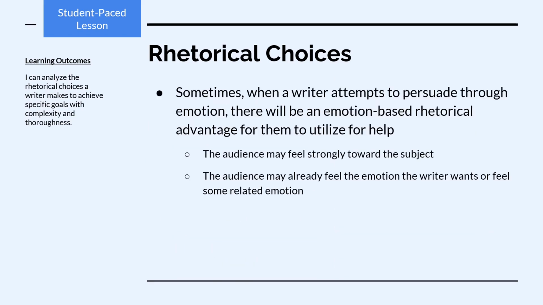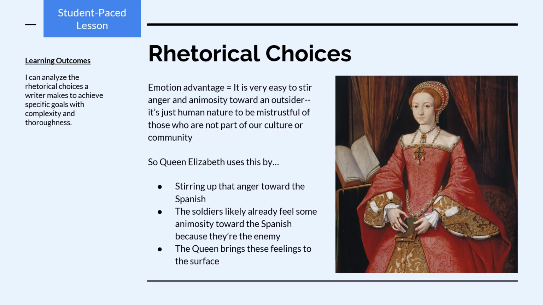Yet again, sometimes when a writer attempts to persuade through emotion, there will be an emotion-based rhetorical advantage for them to utilize for help. The audience may feel strongly toward the subject already, or the audience may already feel the emotion the writer wants them to feel. It's an emotional advantage to Queen Elizabeth, for instance, that they, being England, are at war with the Spanish. And it's very easy to stir anger and animosity toward outsiders, especially if they're being aggressive to the group you belong to.